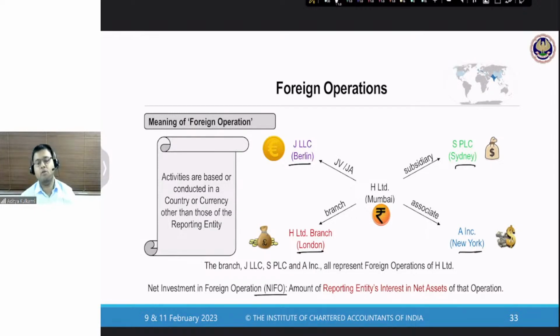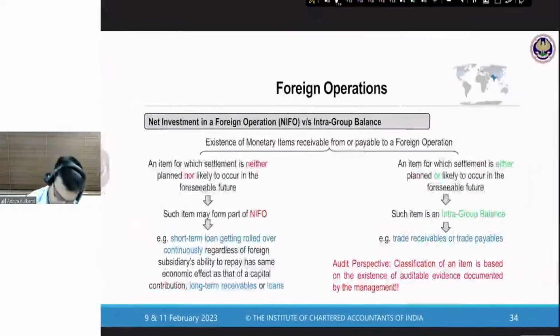This is the amount of the reporting entity's interest in the net assets of that operation, which will include your equity investment also, and all these transactions which are structured as debtors or which are structured as a loan arrangement, say with no repayment terms. So that also will form a part of my net investment in foreign operations.